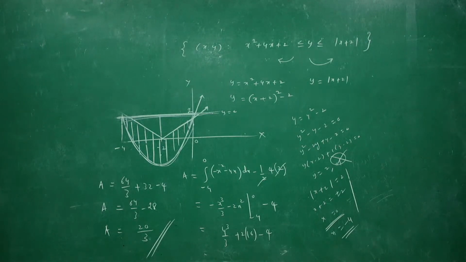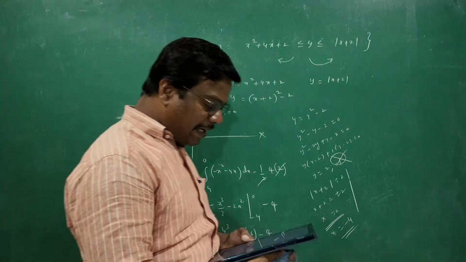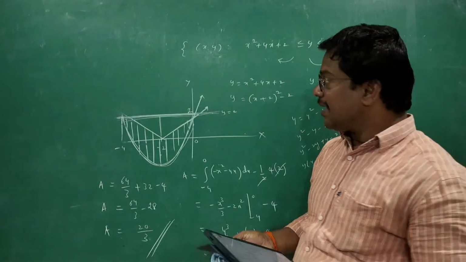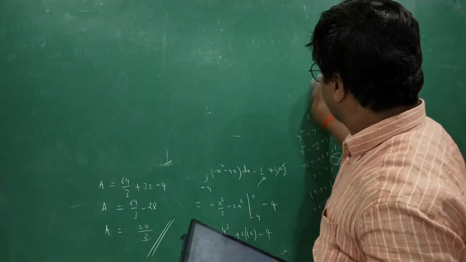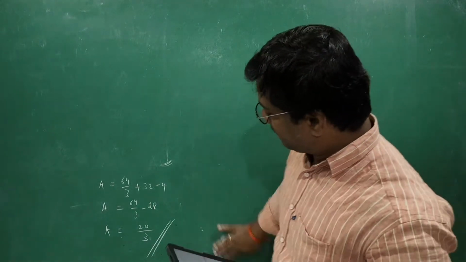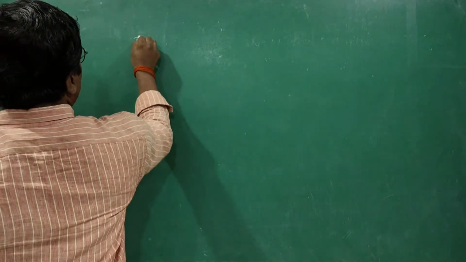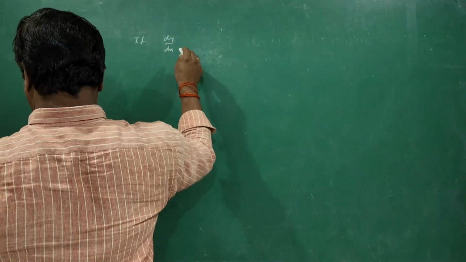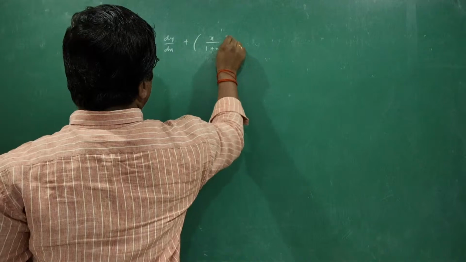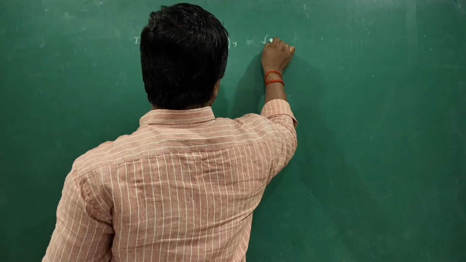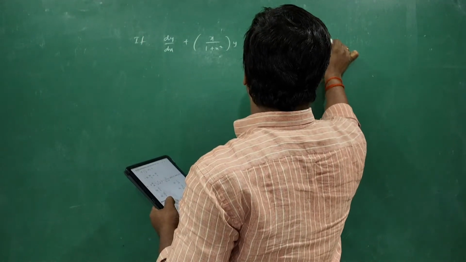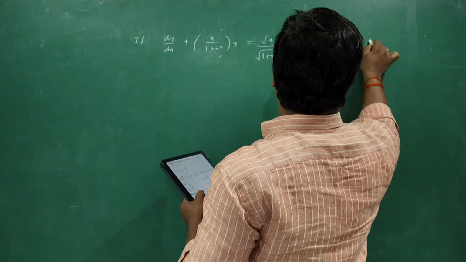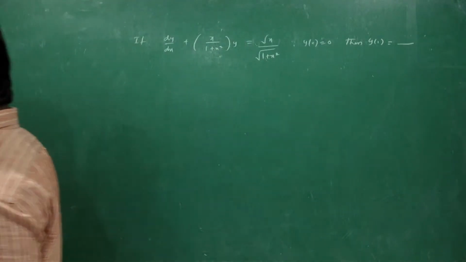Next question, from linear differential equation in terms of y. See the question. Suppose dy by dx plus x by 1 plus x square of y equal to root x divided by root over 1 plus x square, and y of 0 is 0, then y of 1 equal to? Linear differential equation in terms of y.